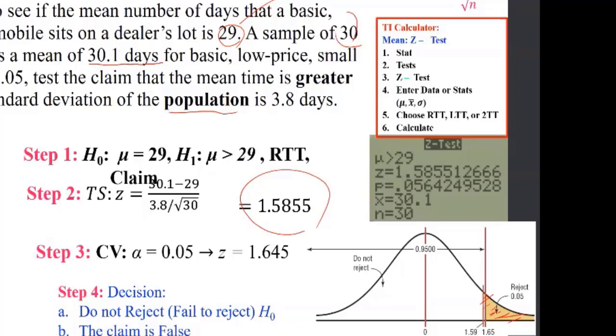From the technology, we get 0.0564, which is larger than alpha of 0.05, and we get the same decision: do not reject H0. By the way, the reason the p-value is fairly close to 0.05 is that the two numbers, 1.5855 and 1.645, are extremely close.